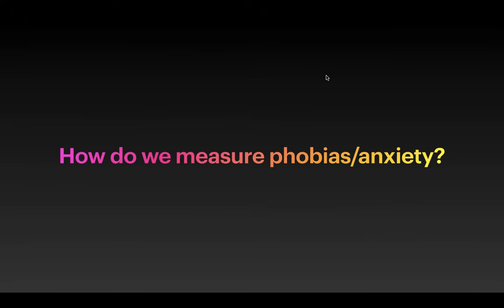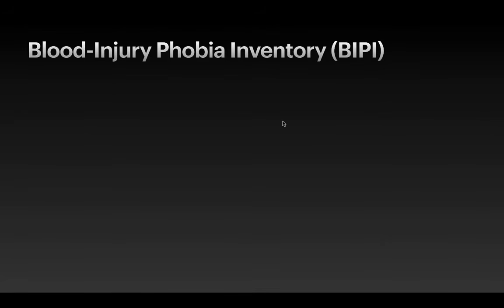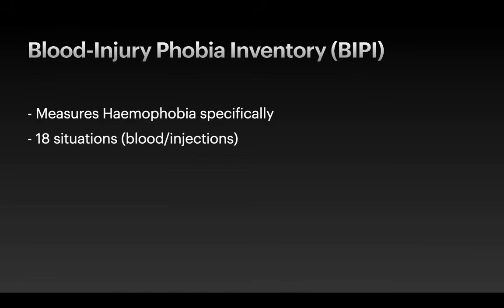Right now, how do we measure phobias and anxiety? We need a way to measure it scientifically and accurately. So we use something called the Blood Injury Phobia Inventory, BIPI. This is specifically, as the name suggests, to measure blood phobia. So it measures hemophobia specifically. It provides 18 different situations featuring blood and injections.